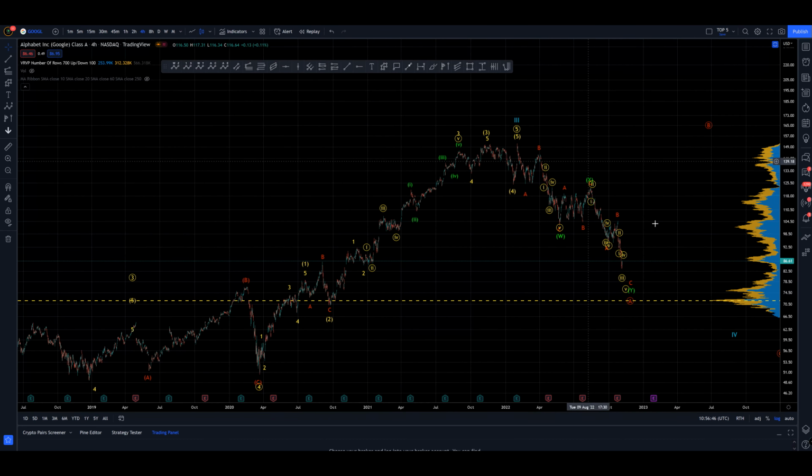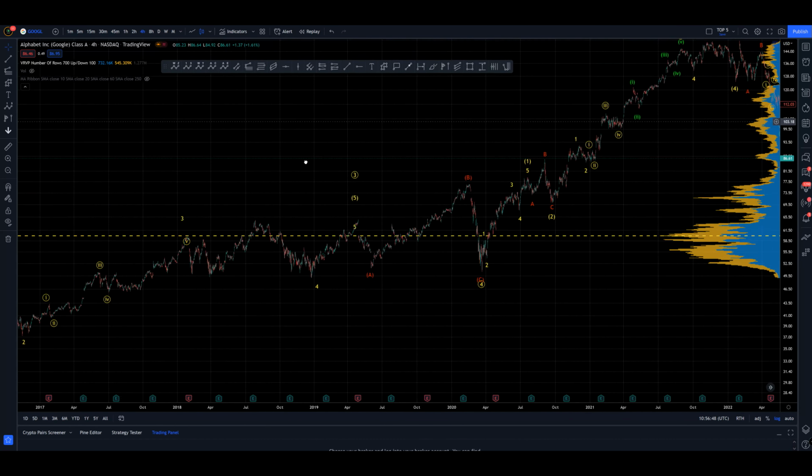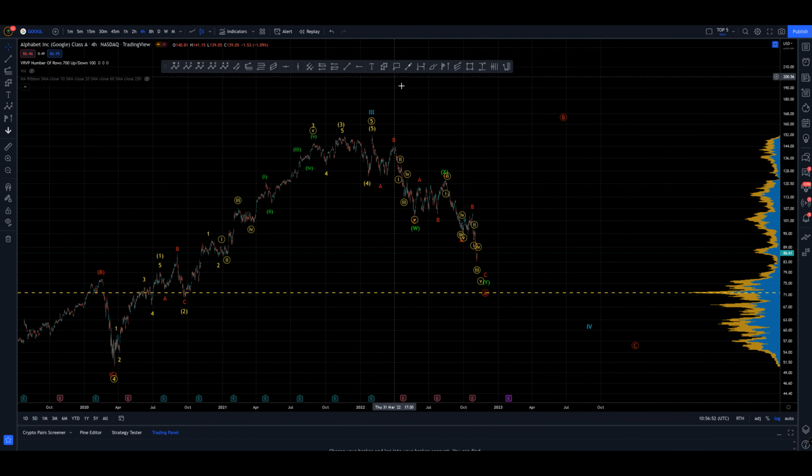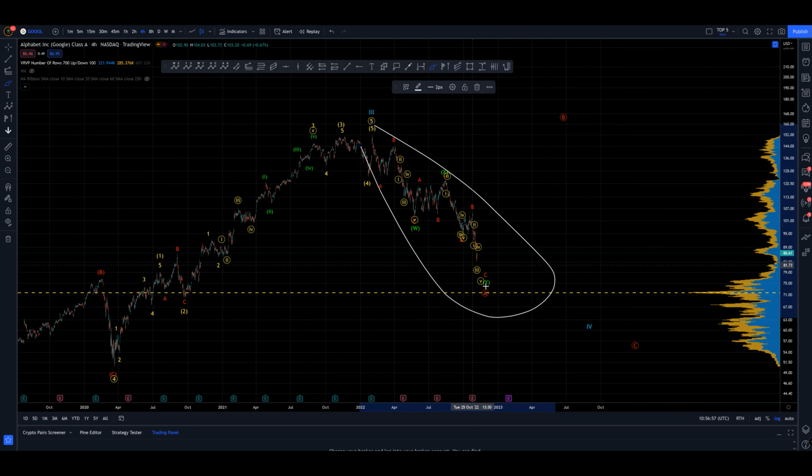You might say, well, this is roughly the same length as the 300 and something day correction you had at cycle wave 2, Tom, so why can't this be done? It could be. It could be close to being done. This could be a double zigzag, whereas the other one was a zigzag, and then we come out and off we go to new highs in an impulse.